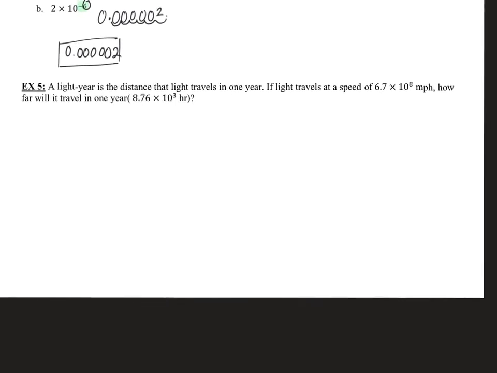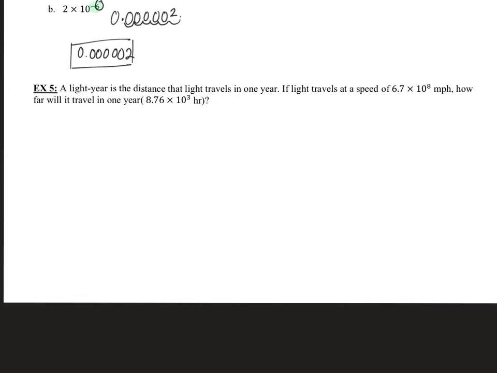A light year is the distance that light travels in 1 year. If light travels at a speed of 6.7 times 10 to the 8th power miles per hour, how far will it travel in 1 year? And that is given as 8.76 times 10 to the 3rd. All right, so to find the answer here, we're going to go ahead and work with the fact that distance equals rate times the time.